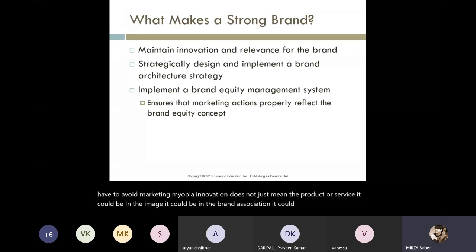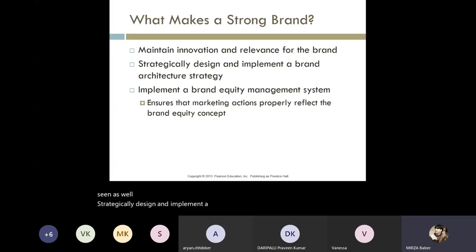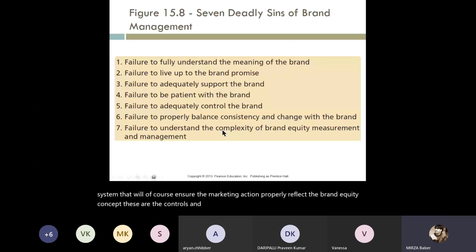Strategically design and implement a brand architecture strategy. This is about developing the entire marketing program, and implementing a brand equity management system that will, of course, ensure that marketing actions properly reflect the brand equity concept. These are controls and measures we put in place. That being said, some seven deadly sins of brand management.